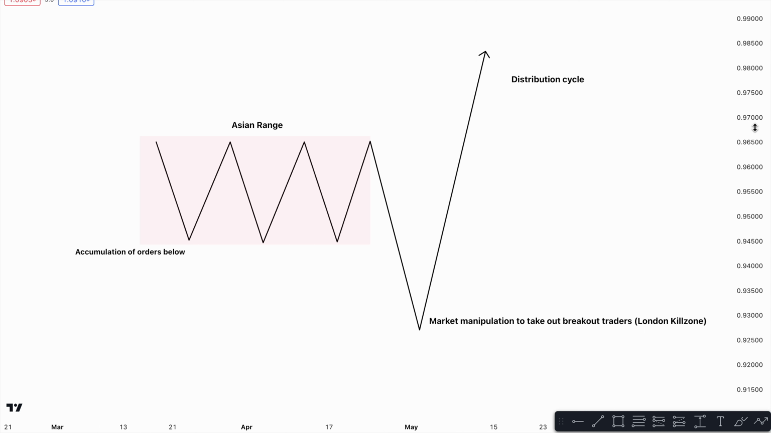London kill zone is the ideal time for this to work. Check out this kill zone video on the top right hand corner for a simplified, broken down explanation on what the London kill zone is and how you can capitalize on it. You really don't want to miss that one, guys.